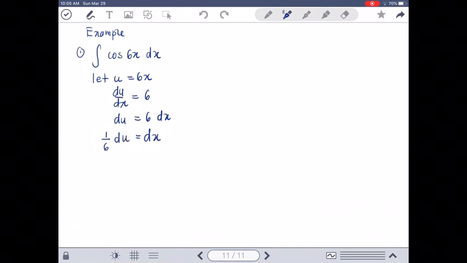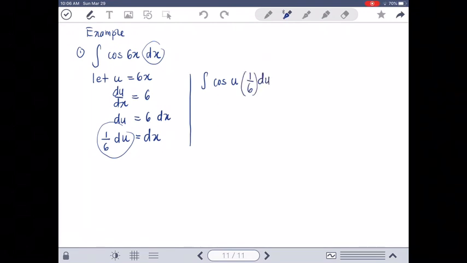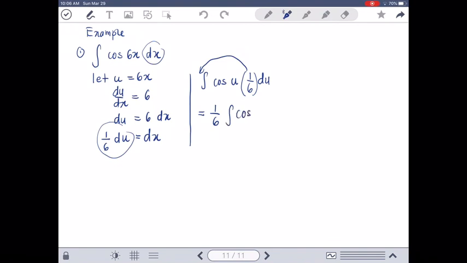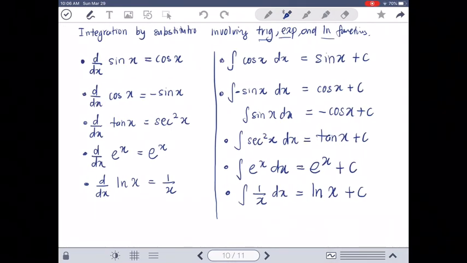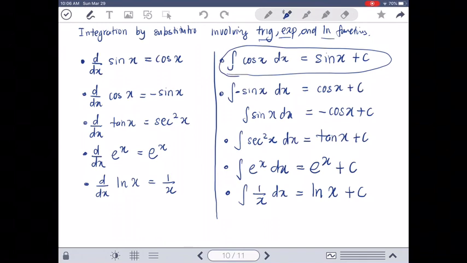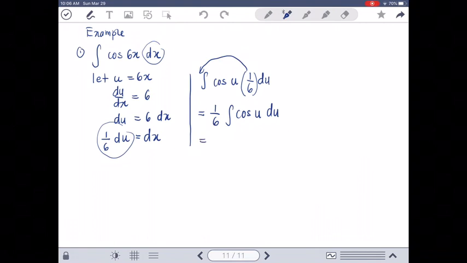Substitute this into the equation. We will have integration of cos u, and dx becomes 1 over 6 du, so times 1 over 6 du. Again, the constant can be brought outside, becoming 1 over 6 times integration of cos u du. From previously, we know that integration of cos x gives sin x, which means that integration of cos u gives sin u.